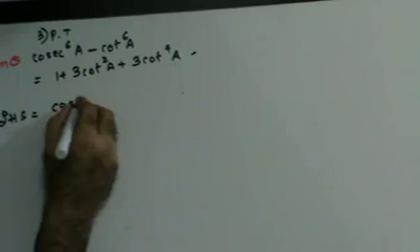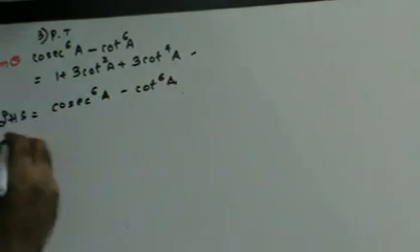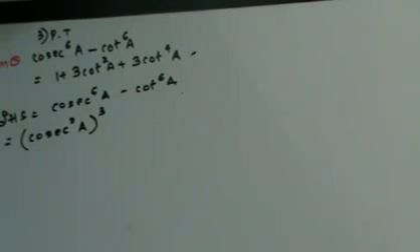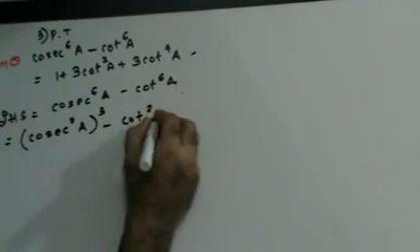LHS is cosec 6a minus cot 6a. Cosec 6 can be written as cosec square a the whole cube. 3 twos are 6. Similarly, cot 6 can be written as cot square a the whole cube.